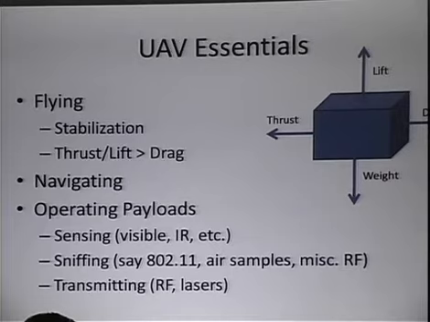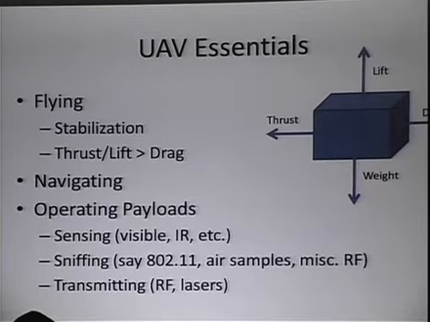Once we have that problem solved, then we can deal with navigation. Where's the plane going to go? And this really isn't that complex a problem, especially when we have GPS sensors, IMUs, and other devices that can give us a relatively precise location on the planet. And then, obviously, our third task is dealing with our operating payload. The whole reason we put the UAV up in the sky is so that it could carry something to do something useful, usually sensing, sniffing, transmitting.